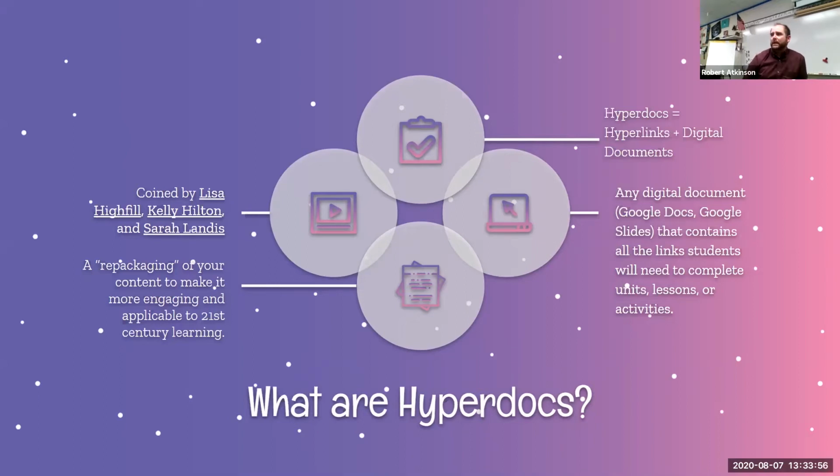So a Hyperdoc is any digital document that contains all of the links that students will need to complete either a unit or a lesson or an activity. And you'll see as we continue here that you can have a Hyperdoc for a whole unit of study with all the links the students will need for that unit of study. You could have a Hyperdoc for one individual lesson. You could have it for a series of lessons. You could have it for a 10-minute activity. It's really up to you and how you want to use it.